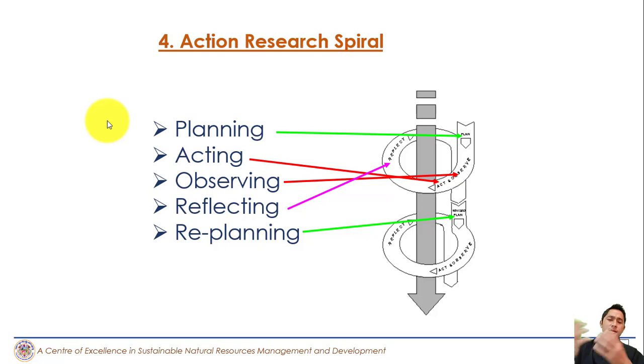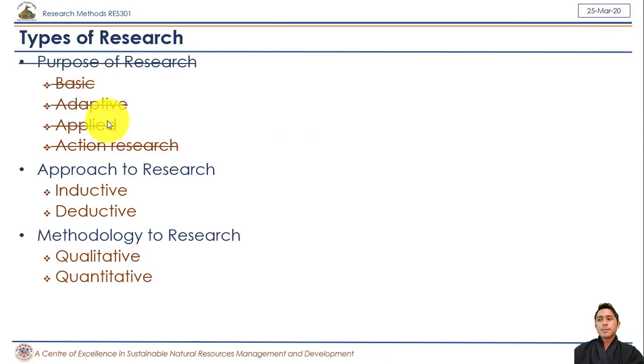So this is the spiral. Like I said, you plan, you act, you observe, reflect, again you replan. So the first stage is all about finding the problem, finding the solution, and the second stage is all about applying, acting, and again reflecting and replanning. So that's it on the types of research based on the purpose of research.